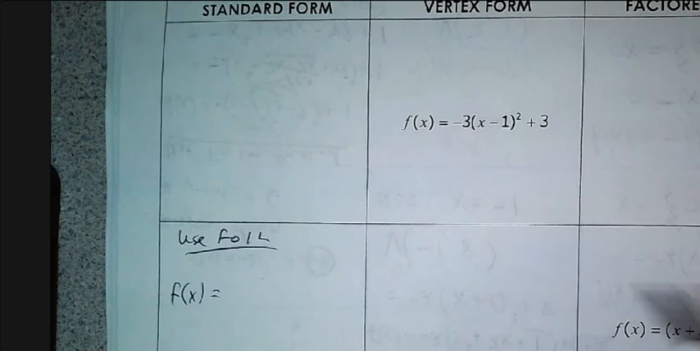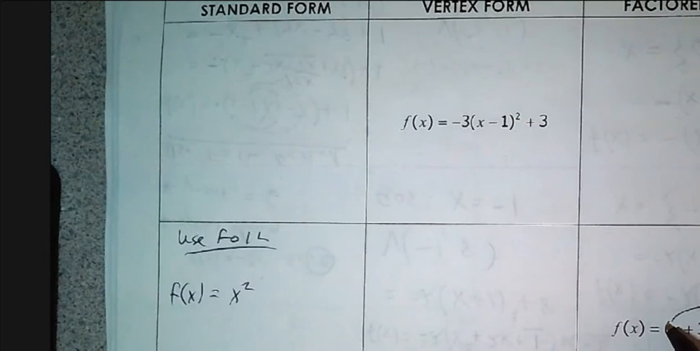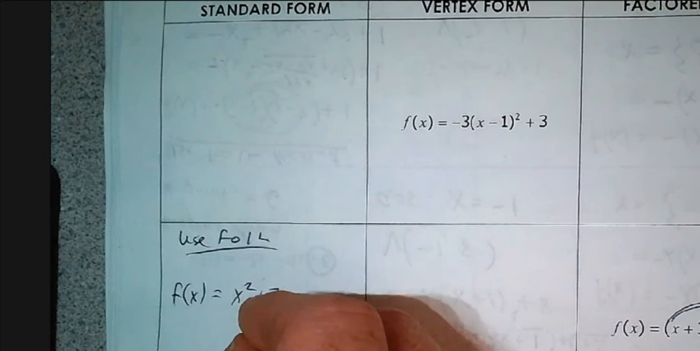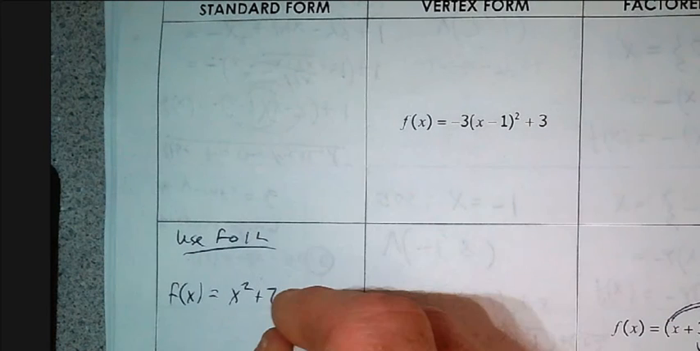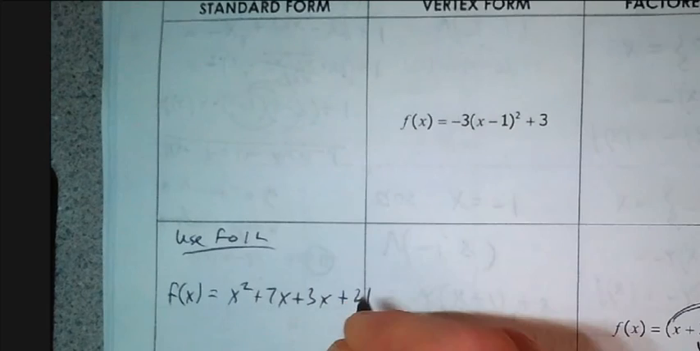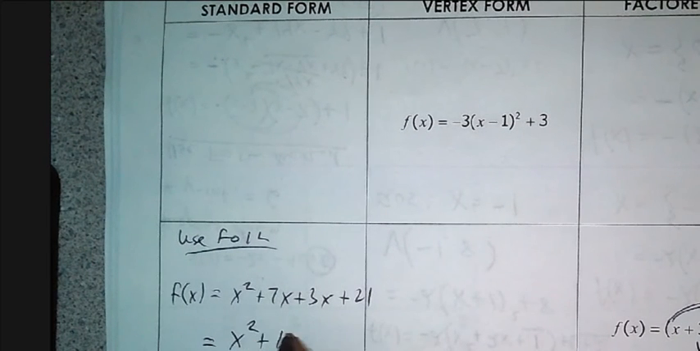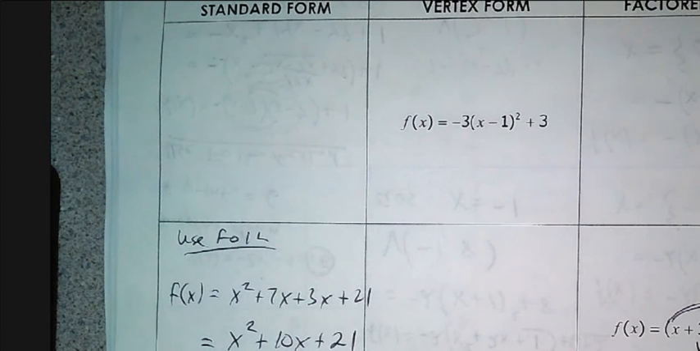So, x times x is? X times 7 is? 3 times x? And 3 times 7? So, combine your like terms. X squared plus 10x plus 21. That was easy. Okay, so that wasn't very difficult. It takes more time when you go from vertex form to standard form.